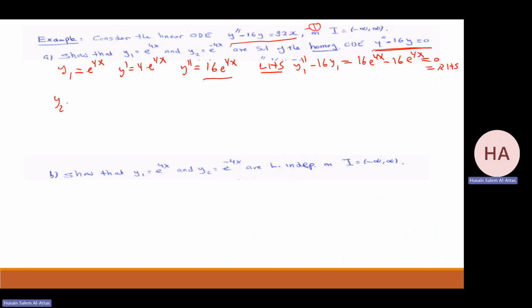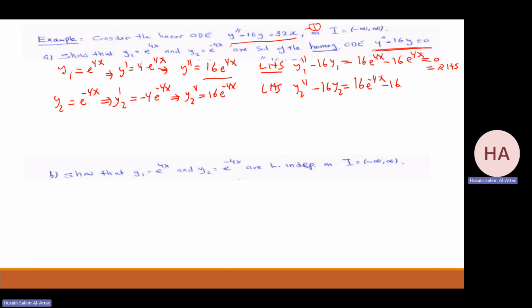Same thing with y2, which is e to the power minus 4x. So y prime, second derivative, minus 4e minus 4x. y2 double prime will be 16 e minus 4x. Now left-hand side, y2 double prime minus 16 y2. That will be 16 e minus 4x minus 16 times e minus 4x, which is 0, which is the right-hand side. So very clear, y1 and y2 are solutions of the homogeneous.